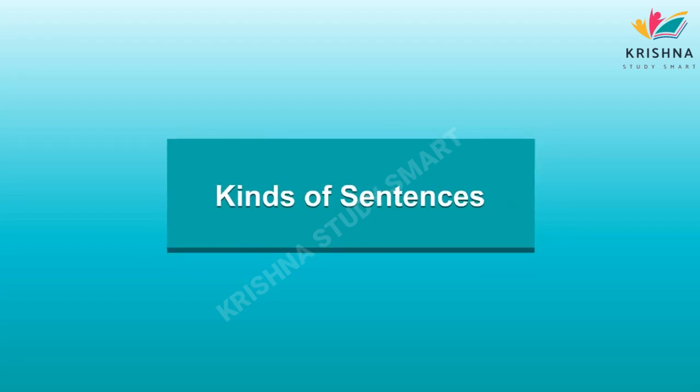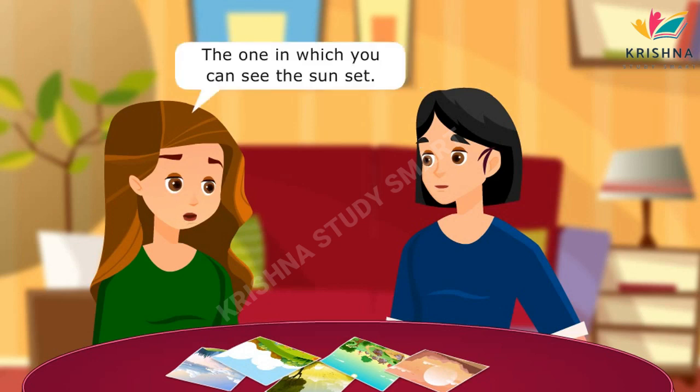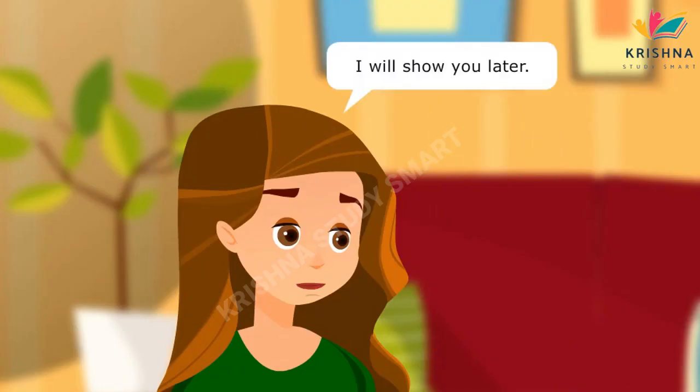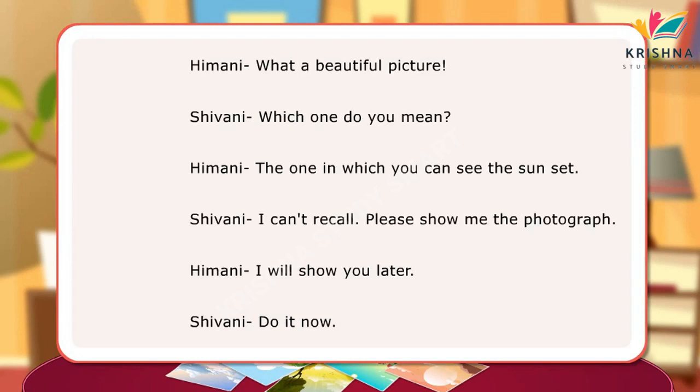Kinds of sentences. What a beautiful picture! Which one do you mean? The one in which you can see the sunset. I can't recall. Please show me the photograph. I will show you later. Do it now. In the dialogues, the girls have used different kinds of sentences to state something, make a request, issue a command, or make an exclamation of joy.